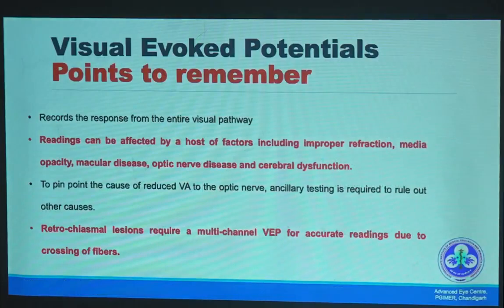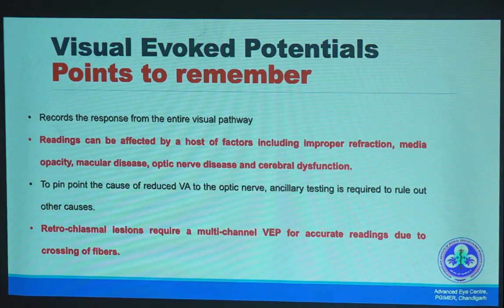So just some points to remember: it records the responses from the entire visual pathway. Readings can be affected by anything that is affecting your vision, so it is very non-specific. To pinpoint a cause of reduced vision to the optic nerve, you need everything else to be tested and then say that the rest everything is normal. It is just the optic nerve. Retrochiasmal lesions will need a multi-channel VEP. So what I showed you was a single channel. You had just one active electrode.